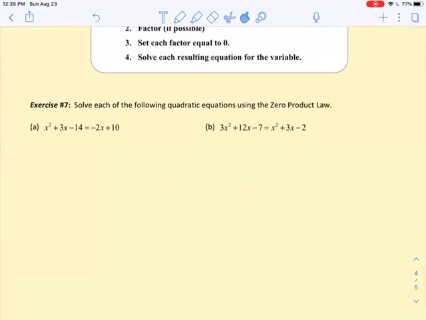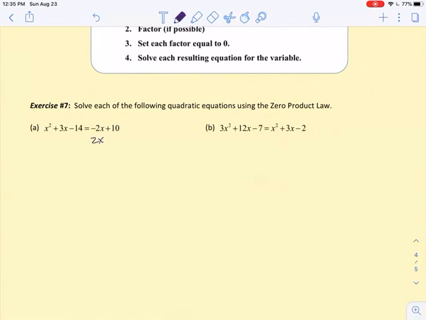So let's look at number 7a. Everything has to be on one side. So I'm going to add 2x, and I'm going to subtract 10. That gives me x squared plus 5x minus 24 equals 0. So step 1, get everything on one side.